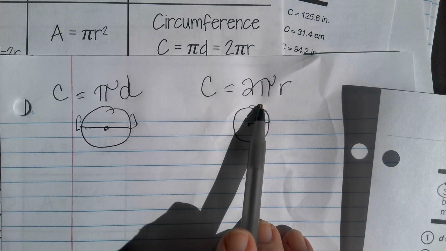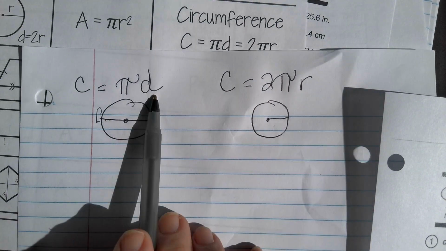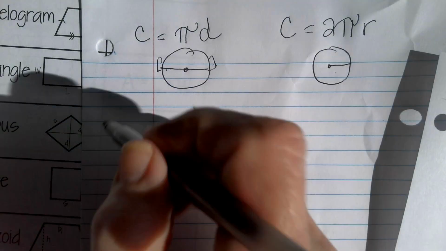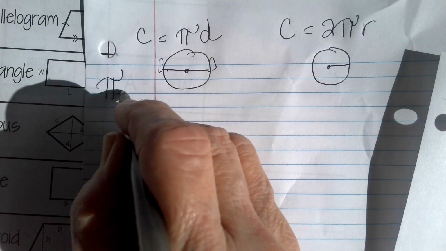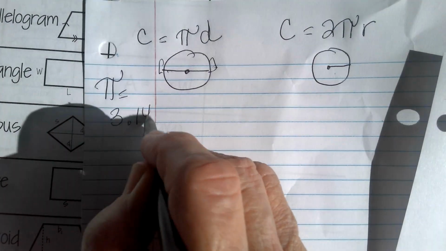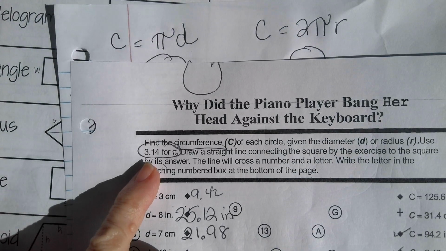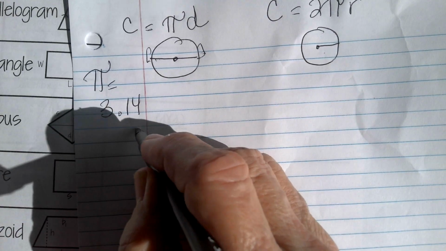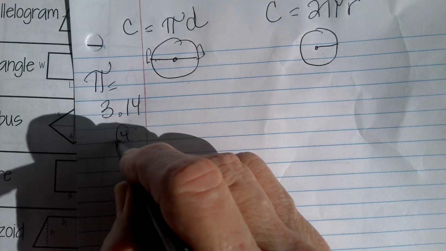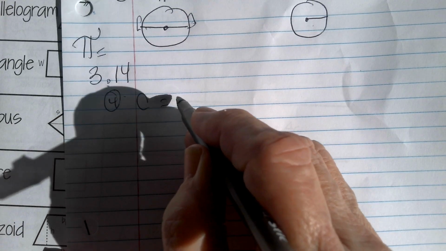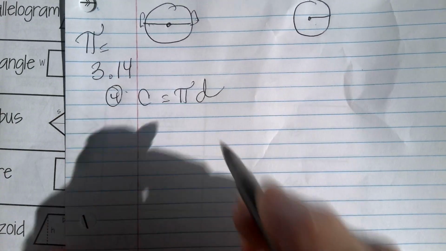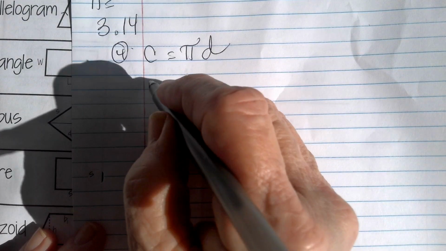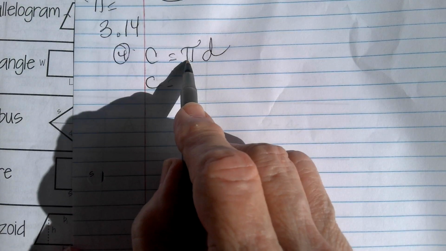So which formula would I use? The diameter formula or the radius formula? Diameter. The diameter. By the way, the pi value was 3.14, and that's what they tell you right here. So you follow your recipe. On that number 4, the circumference is pi times diameter. So we know what is the pi value?